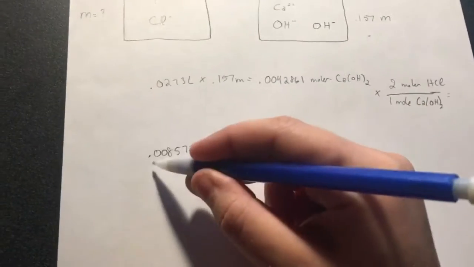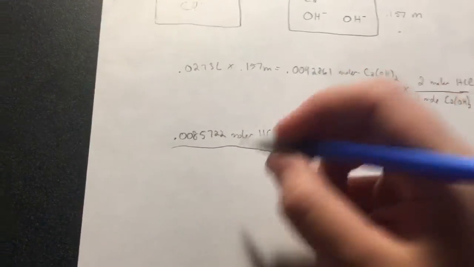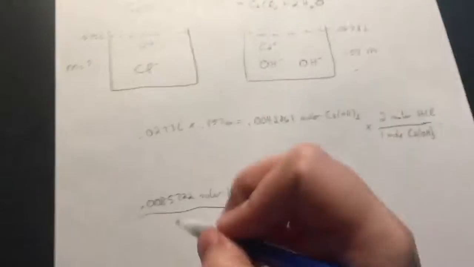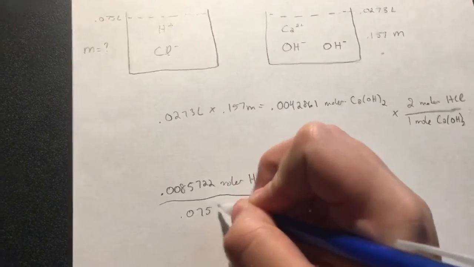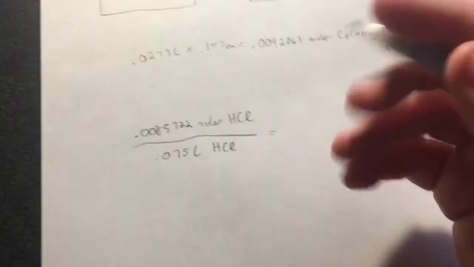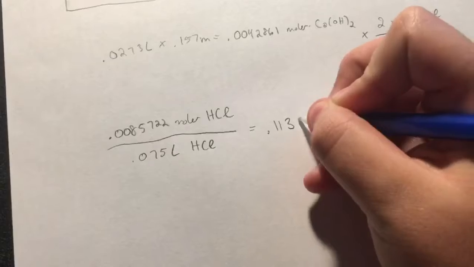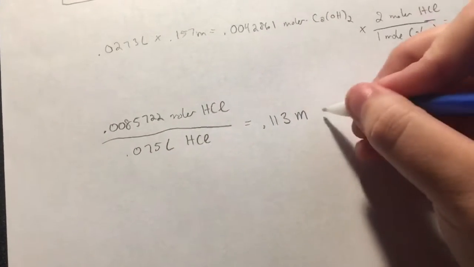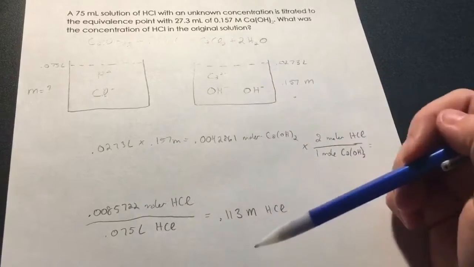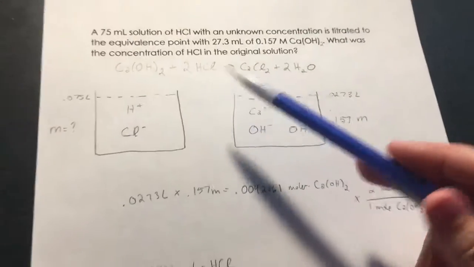In this problem, we're trying to find the concentration of HCl. So we can divide these moles right here by the volume of HCl, which, if we refer back to the problem, is given as 0.075 liters. And when we do that, if you round, we get 0.113 molarity of HCl. And there you have it. That's how we get the original concentration of HCl in this solution.